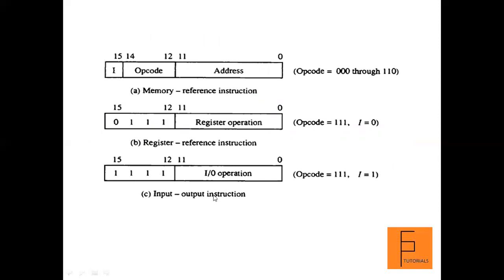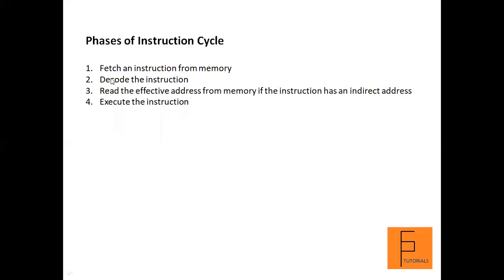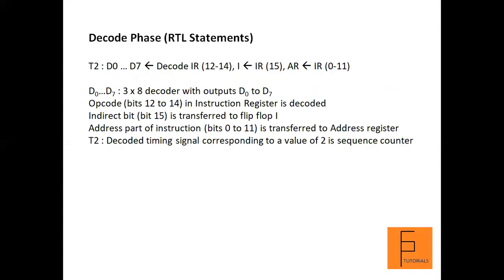an input output instruction. For opcode values ranging between 000 through 110, the indirect bit of 0 will represent a direct address instruction, and the indirect bit of 1 will represent an indirect address instruction. Now, after you're able to find out what the type of instruction is, whether it is direct or indirect, what you do is you take the bits 0 to 11.